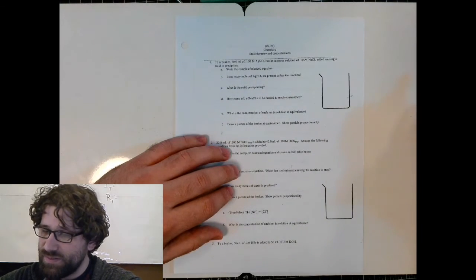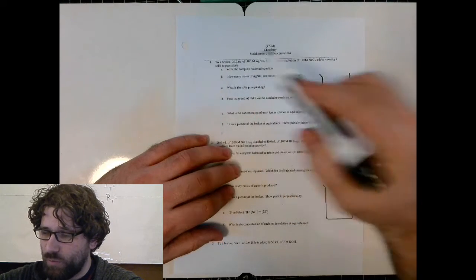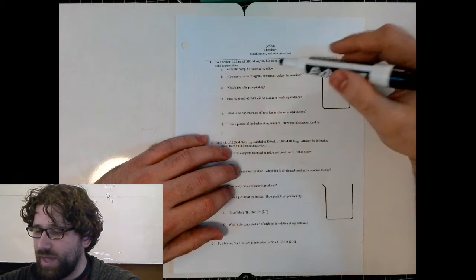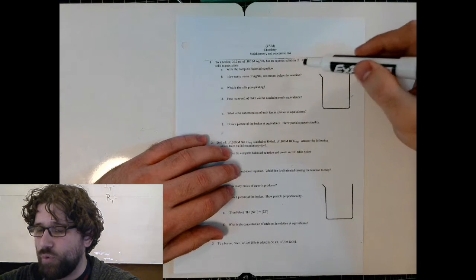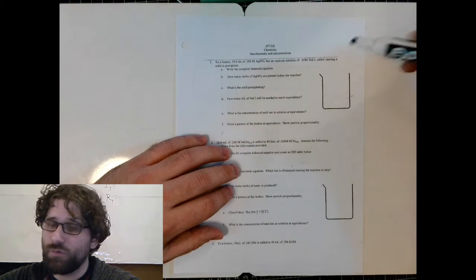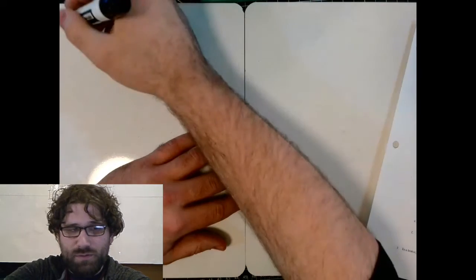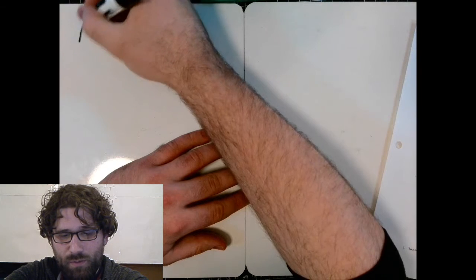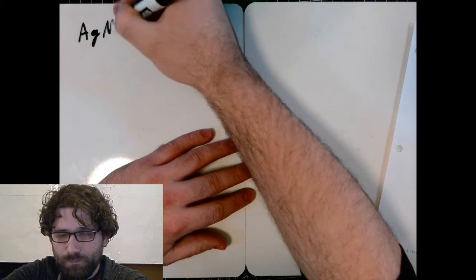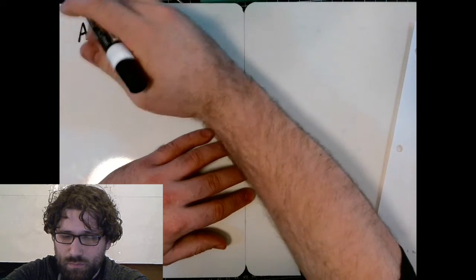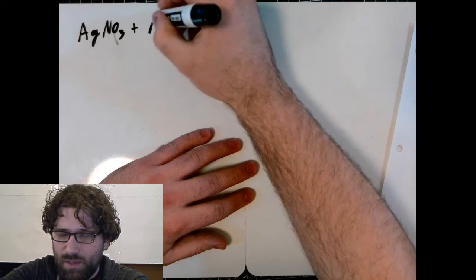So in this case, we're going to start with 20 milliliters of 0.1 molar AgNO3, and we're going to have a solution of 0.05 molar sodium chloride added. Let's look at this reaction. So to start with, I'm going to have AgNO3, N, not M, plus NaCl.